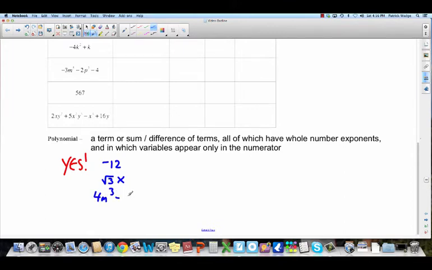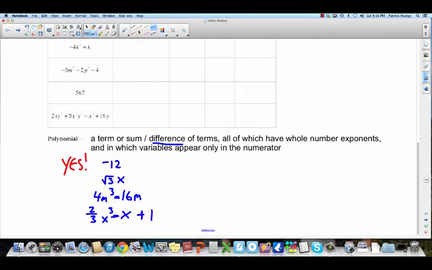4m cubed minus 16m. Okay, this is a difference of terms. These first two were just single terms. That's one term. That's one term. This is a difference of terms. Difference means subtract. So there's a difference of terms here. There are 2 terms. That's a polynomial. And the third one I'll write down here is 2/3 x cubed minus x plus 1. There are 3 terms here. We've got a difference between the first 2 terms and a sum on the third term. So minus sign, difference, plus sign, sum.